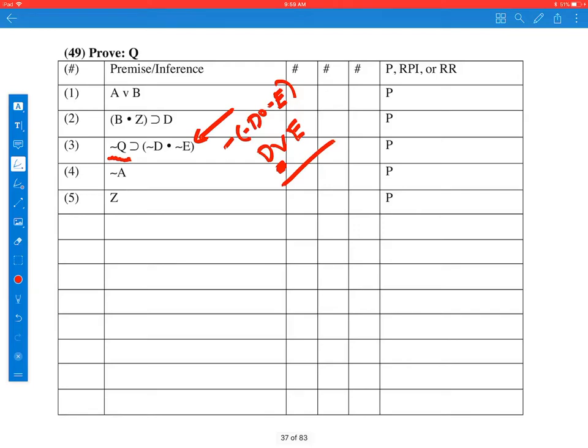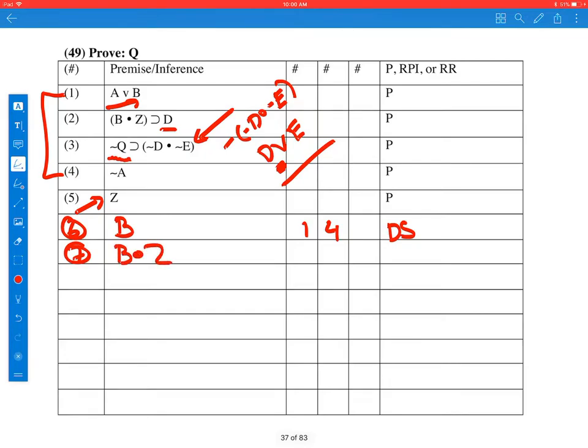So, do I have either of those? No, but I can probably get a D and make D or E. Here's a D. I need a B and a Z. Got a Z already. There's a B in 1. Just need a not A to get to it. And look what I've got on 4. So first things first, B from 1 and 4, disjunctive syllogism.